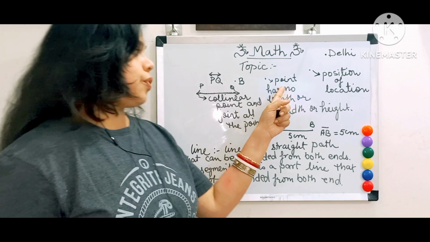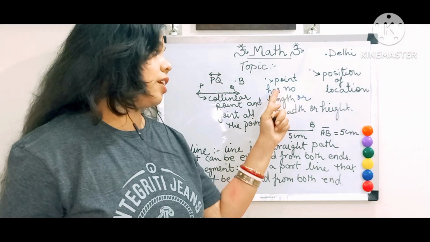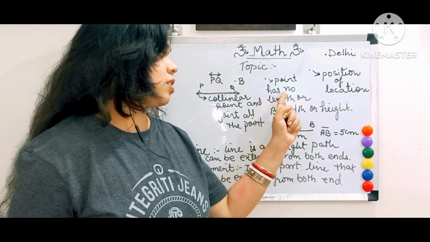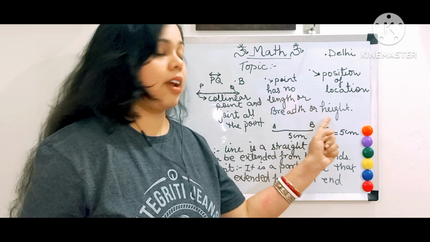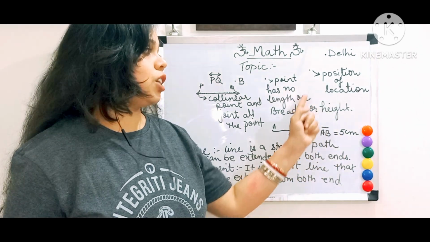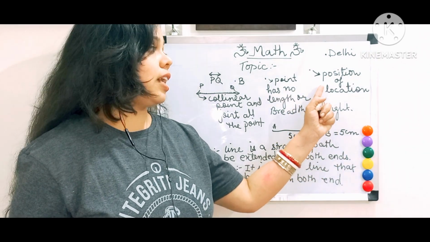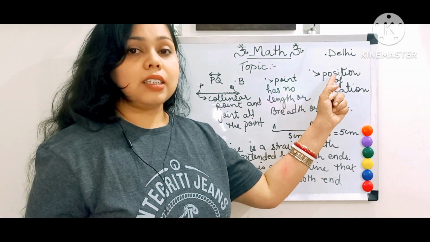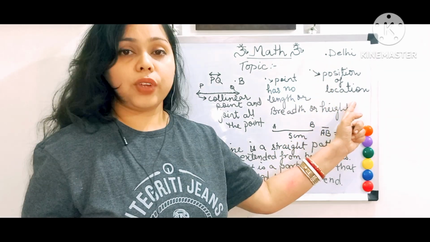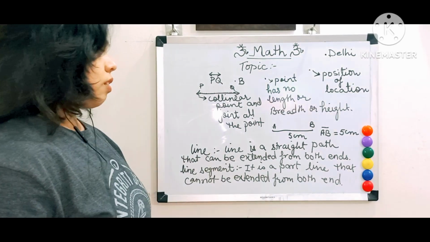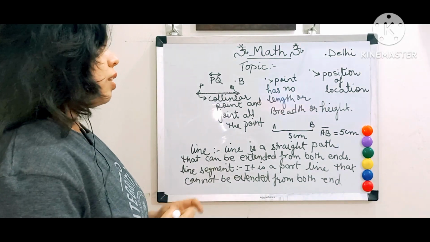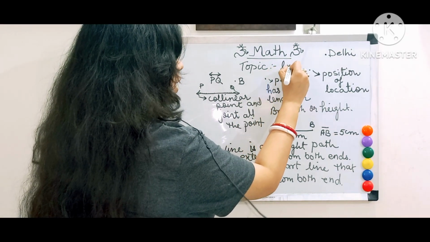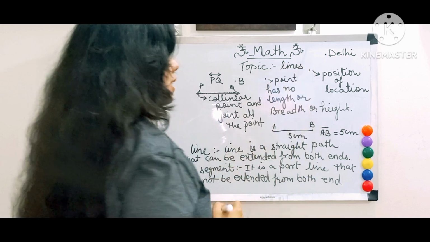And when you have to define a point, you will write that a point has no length, breadth or height. It has a position value, or it shows a position or location. Okay, so here you have got an introduction of lines.